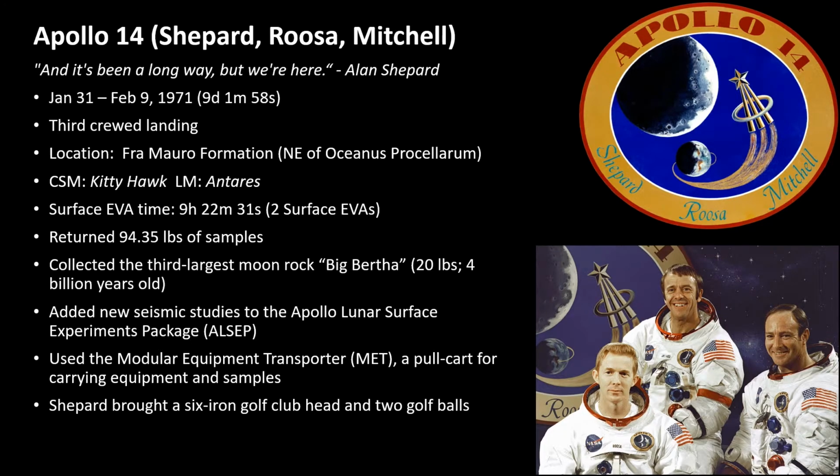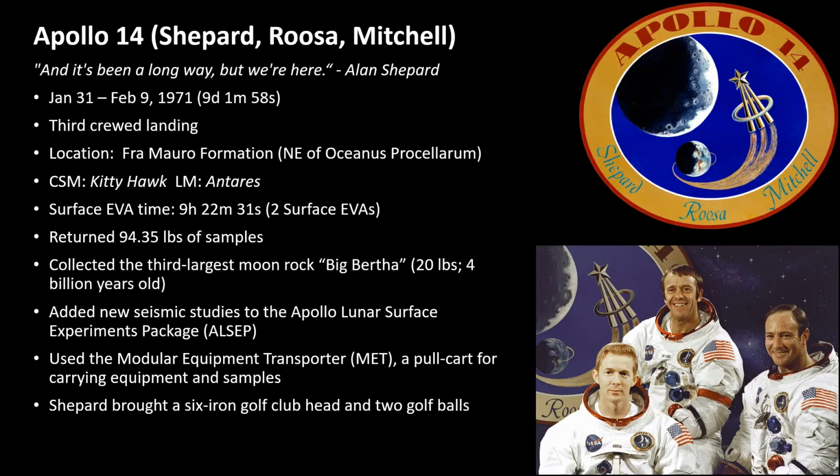Apollo 14 was the third crewed landing to the Moon, lasting from January 31st to February 9, 1971, and consisted of Crew Commander Alan Shepard Jr., Command Module Pilot Stuart Roosa, and Lunar Module Pilot Edgar Mitchell. This location landing was the Fra Mauro Formation, which is northeast of Oceanus Procellarum. The Command Service Module was named Kitty Hawk, and the Lunar Module Antares.